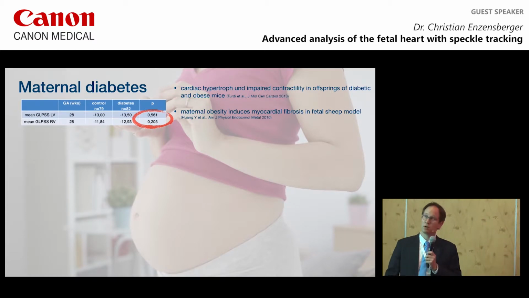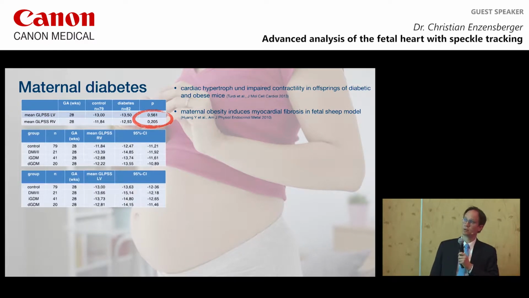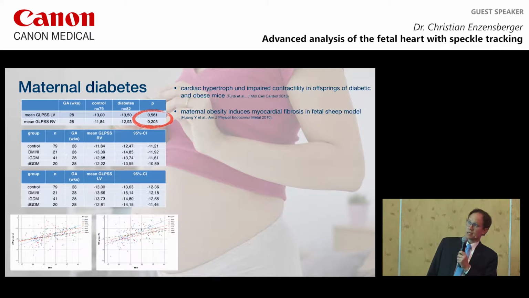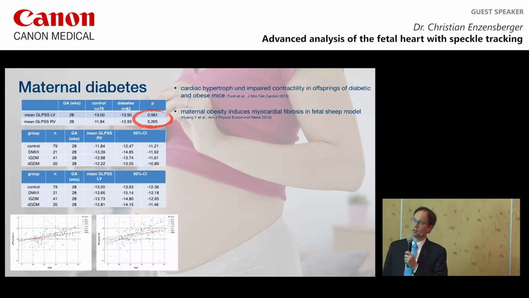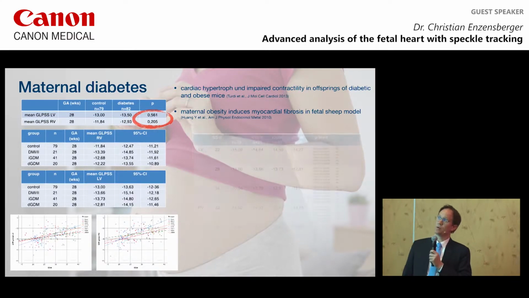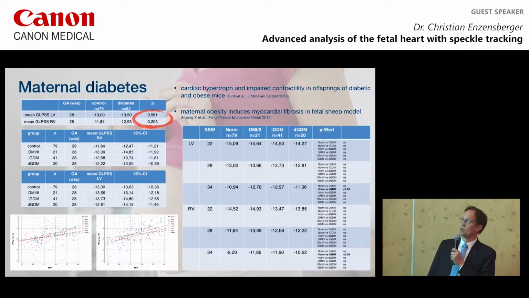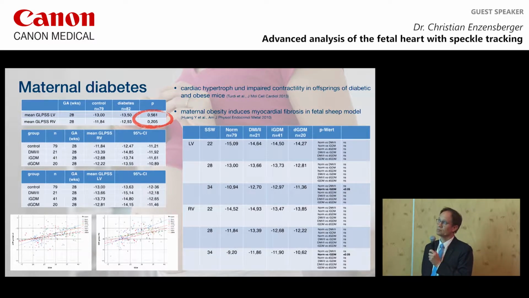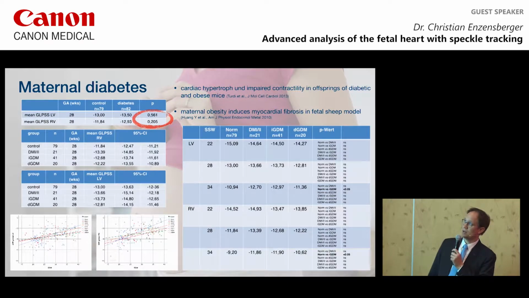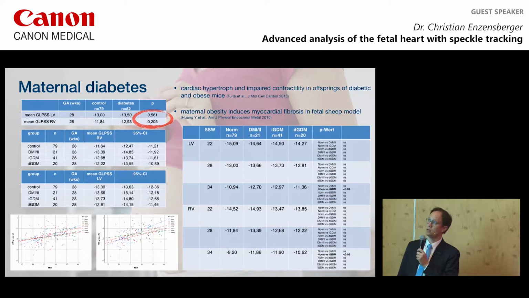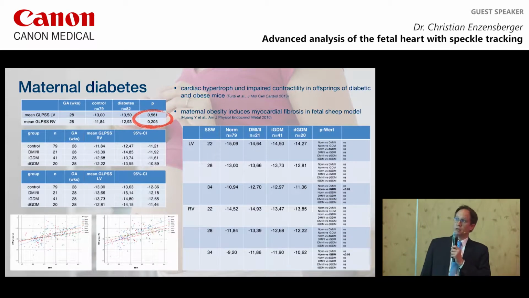When we performed a subgroup analysis and checked controls versus diabetes type 1 and 2, insulin dependent and non-insulin dependent gestational diabetes, then we could see that there was only in the group of insulin-dependent gestational diabetes in the third trimester where the global longitudinal strain values were slightly raised against the normal situation, because we know from the normal values that with ongoing pregnancy and maturation of the myocardium, the strain values will go down.